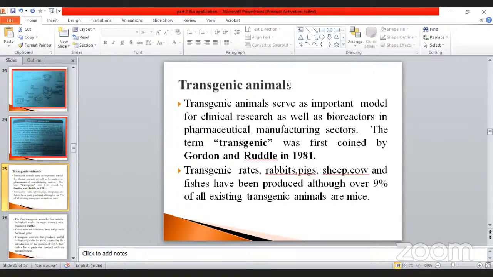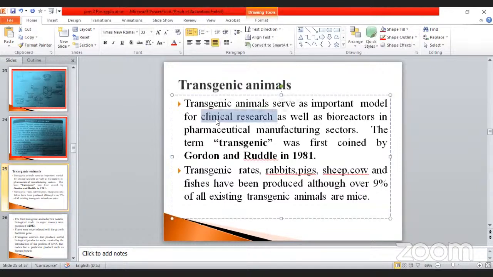Okay, see that one. Transgenic animals serve as an important model for clinical research. Clinical means disease. Okay, clinical research. Don't forget, my dear, as well as a bioreactor in the pharmaceutical manufacturing sector. This is very, very important.